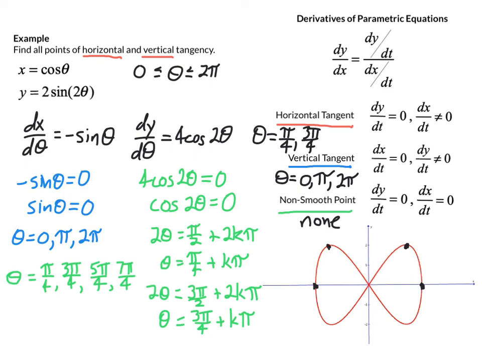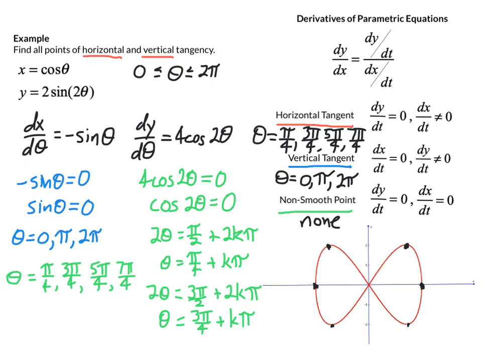At 5 pi over 4, my point is (negative square root of 2 over 2, negative 2) on the plane. And then at 7 pi over 4, we have our fourth horizontal tangent at (square root of 2 over 2, negative 2). So, nice example demonstrating how we can identify horizontal and vertical tangents on a plane curve.